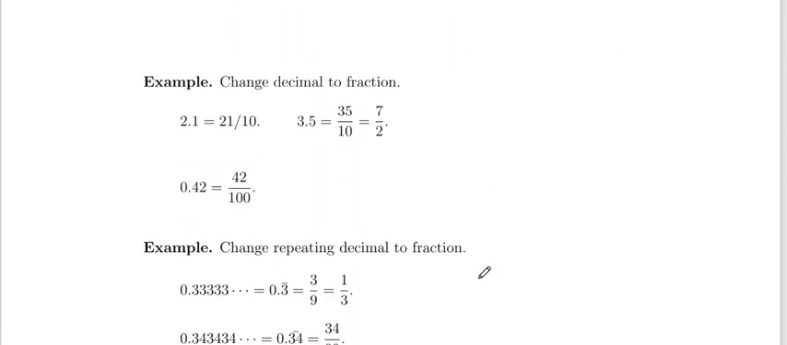Okay. Now let's look at changing a decimal back to a fraction. Like 2.1: the 0.1 becomes a denominator of 10. So 2.1 we can change to 21 over 10, right? And 3.5 can change to 35 over 10, which can be simplified to 7 over 2, right?